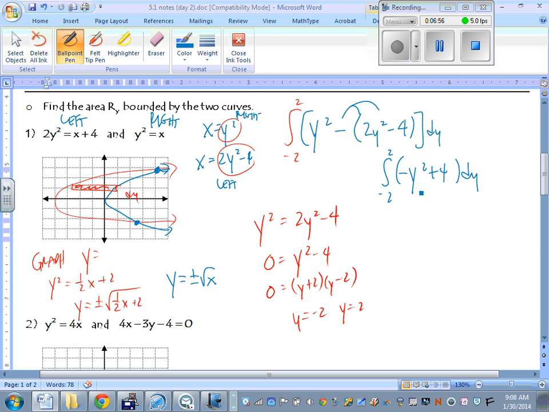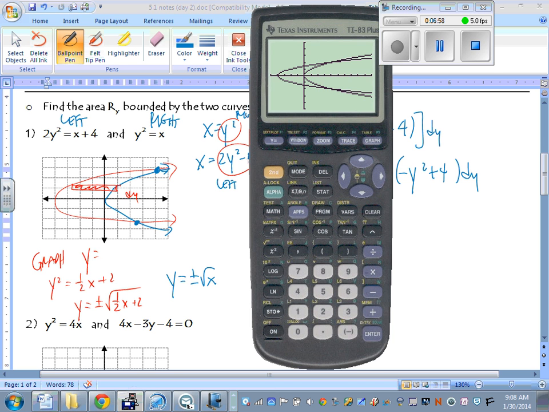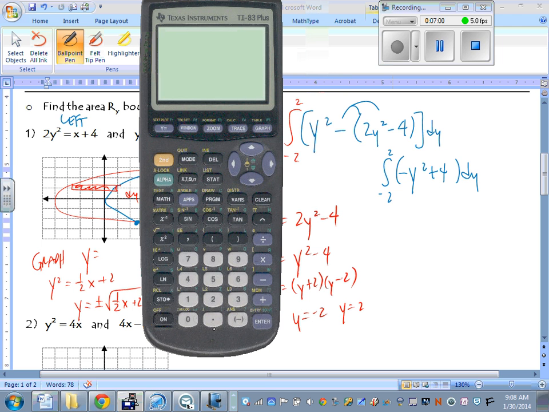So this we can put into our calculator. So math 9, negative, we can put it in terms of x, that doesn't change things. Negative x squared plus 4, comma x, comma negative 2, comma 2. So we should get 10.6 repeating, and we can change that to a fraction. We have 32 thirds.